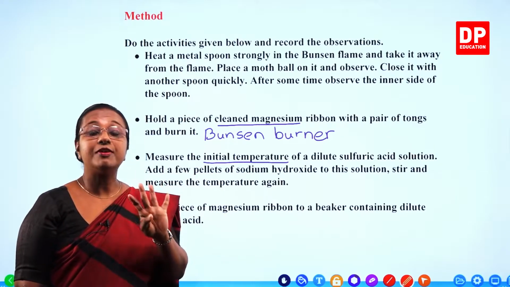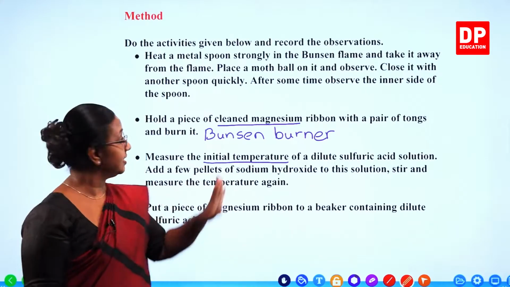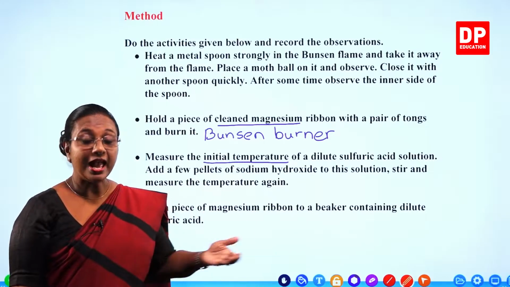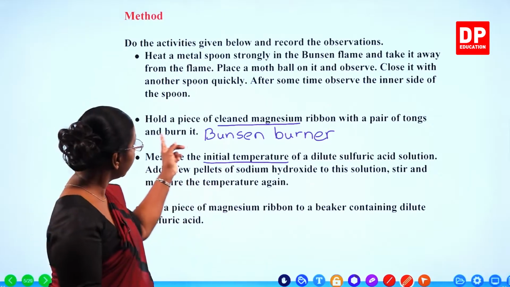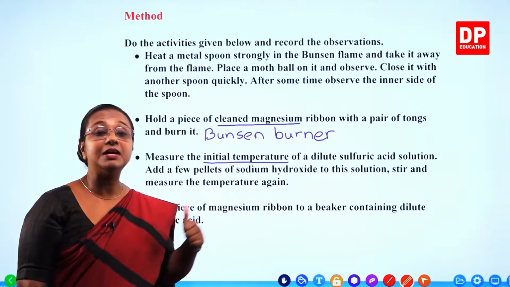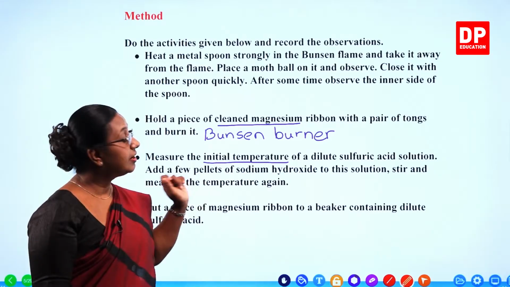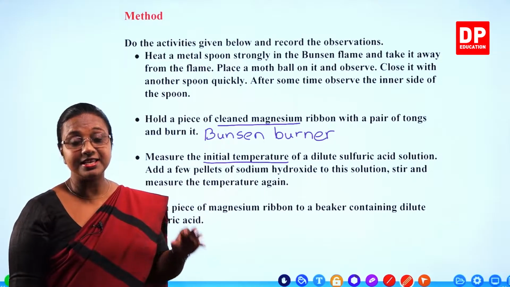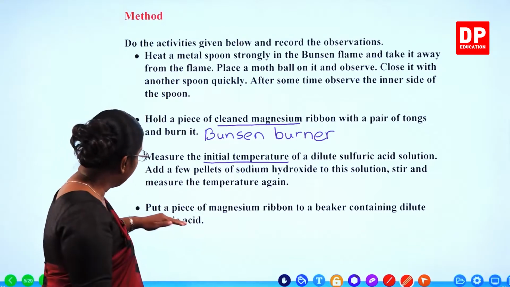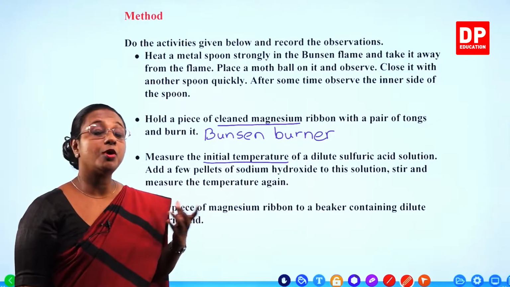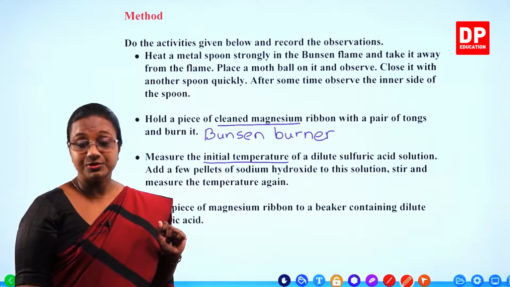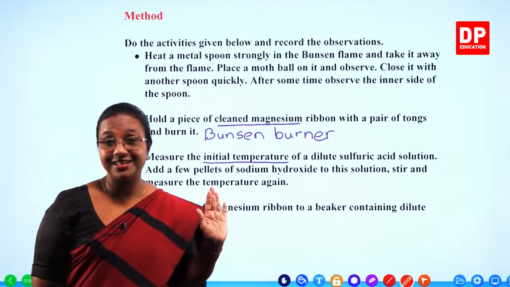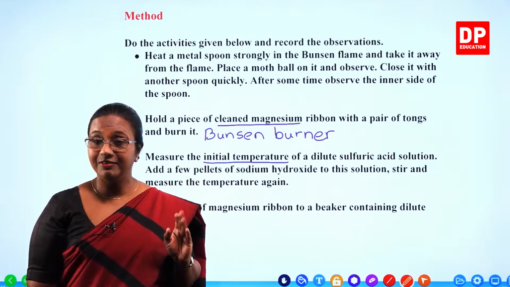So we'll be observing 4 different changes in this particular activity. First, the mothball placed on a hot spoon, covered with another spoon, and you observe. Second, a magnesium strip being burnt in the Bunsen flame. Third, the change when you add sodium hydroxide pellets into dilute sulfuric acid, where you observe the change in temperature. And the last one, we put a piece of magnesium strip into dilute sulfuric acid, and there also you observe the change. I'm sure you all have understood the procedure clearly. Let us go to the lab and do this activity now.